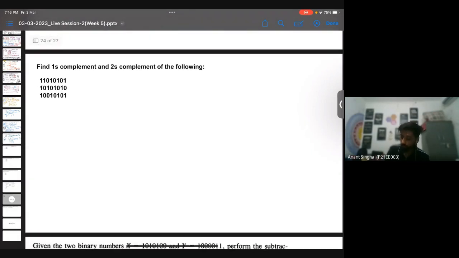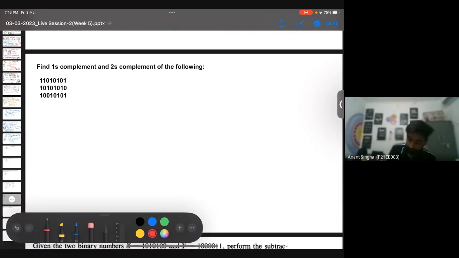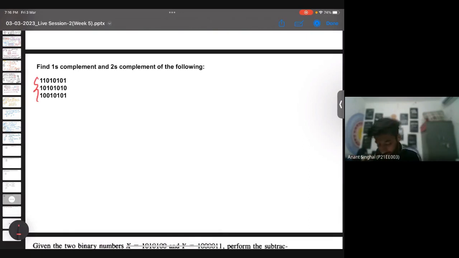I'll tell you the concept of one's complement and two's complement first. This question can cover that. For the given binary digits, we need to calculate the one's and two's complement. One's complement is nothing but the complement of all the digits.